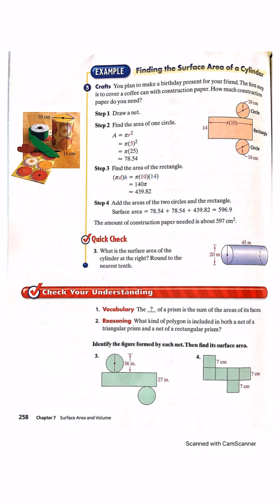Crafts. You plan to make a birthday present for your friend. The first step is to cover a coffee can with construction paper. How much construction paper do you need? So this is just taking a cylinder and breaking it apart. So first step, draw a net. Right, so we break it apart.